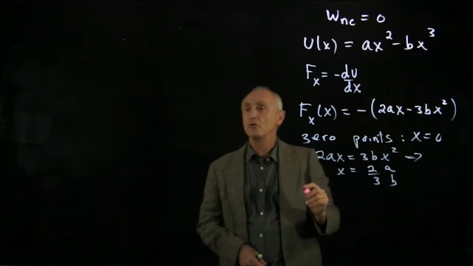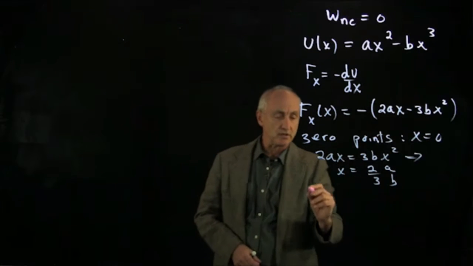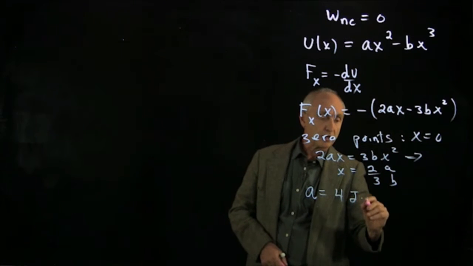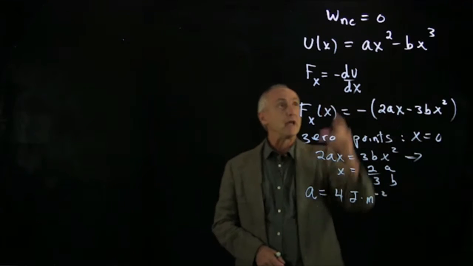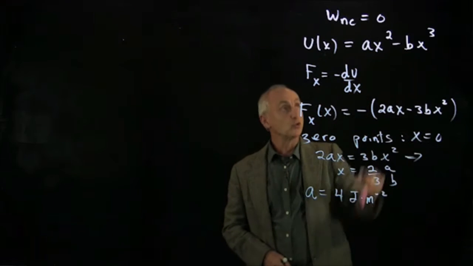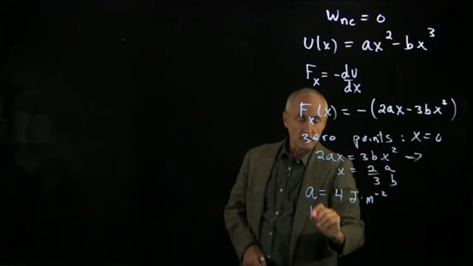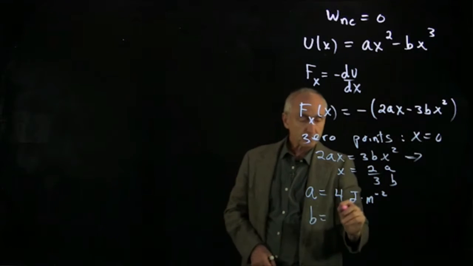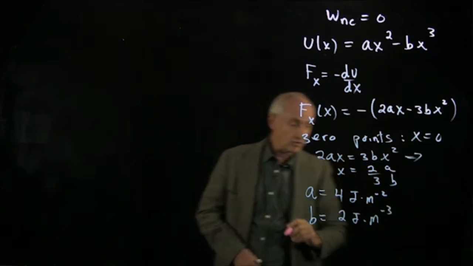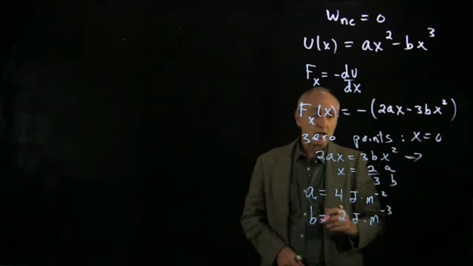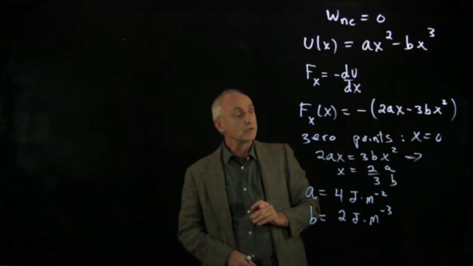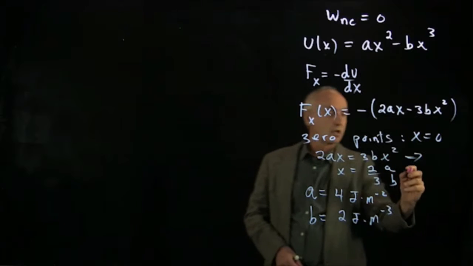Now, let's also, for our example, just put some numbers in for some simplicity. Let's write this as 4 joules per meter squared for A. Why do we have meter squared? Well, the units of potential energy are joules, and we're multiplying by x squared. And so you can see that B, also, we're going to write as 2 joules meter to the minus 3. And if we put those numbers in, we can see that we'll get 8 over 6.